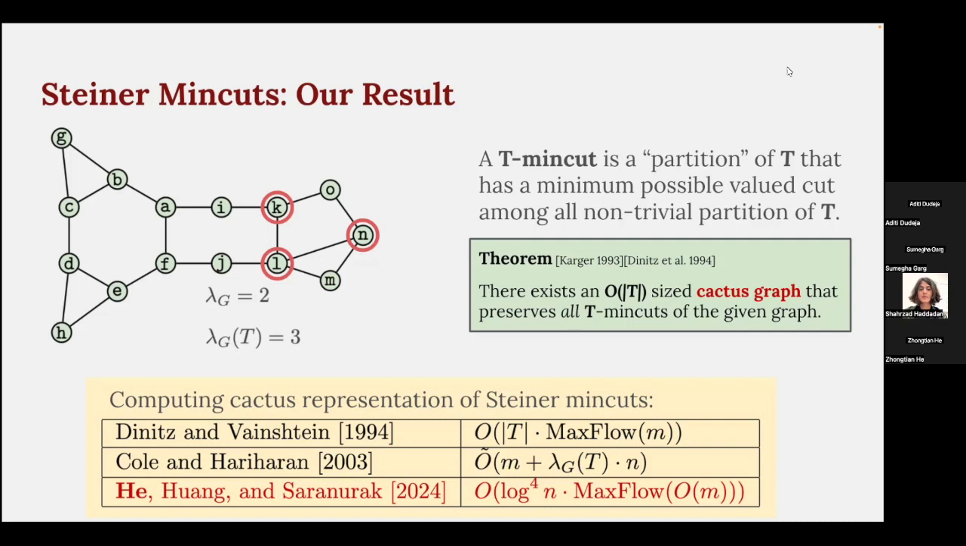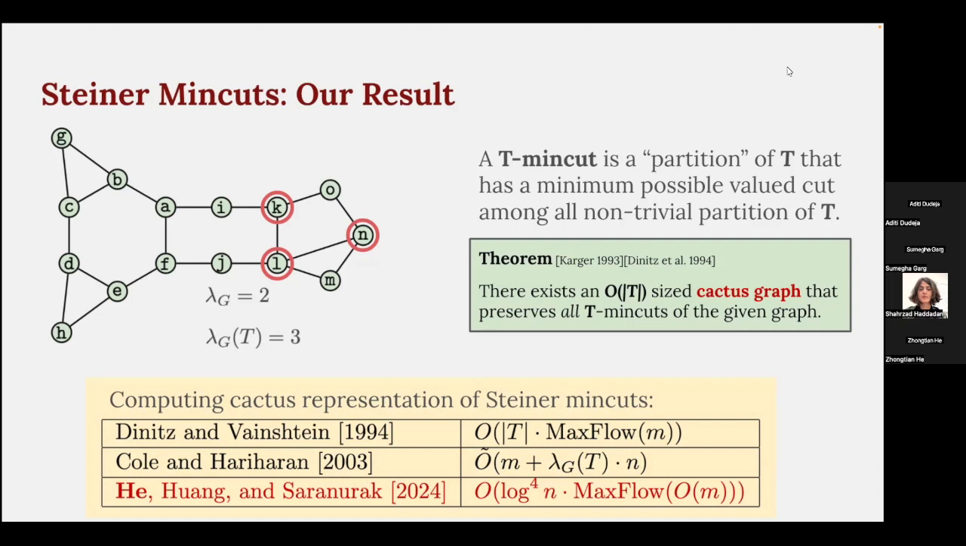Okay. And now that comes to the algorithm part. Dinitz and Weinstein show that you can use T max flow calls to compute the Steiner Cactus. And Cole and Hariharan gave an algorithm for the simple graph. This lambda is the value of the Steiner mincut. So if lambda is small, then the algorithm runs pretty fast. But in general, the algorithm is slow.